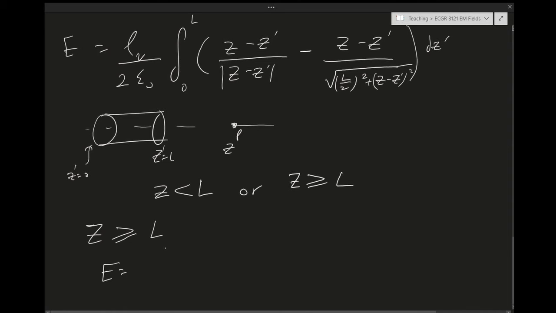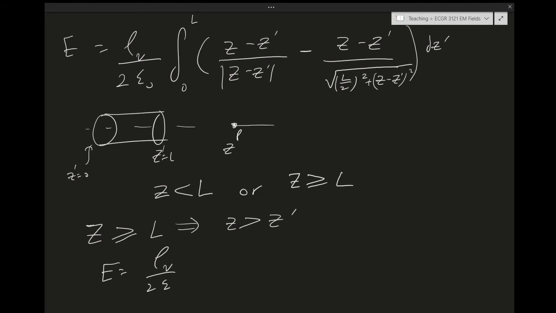So E in this case is going to be rho V over 2 epsilon. What happens when Z is larger than Z prime? Right? So what happens when Z is larger than or equal to L? That means it doesn't matter what Z prime is, Z will always be larger than Z prime. So this condition implicitly means that Z is always larger than Z prime. Because Z prime is constrained to the material, Z prime can only go from 0 to L. And from the get-go, Z is larger than L. So Z will always be larger than Z prime. So that means that Z minus Z prime is always going to be positive. So Z minus Z prime, which is always positive, divided by the magnitude of Z minus Z prime is going to be just 1.